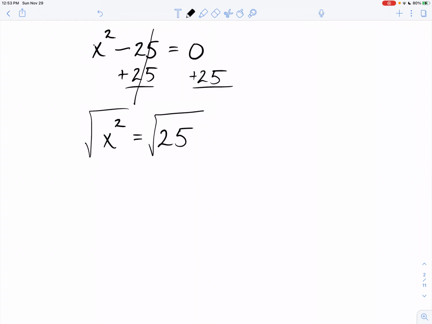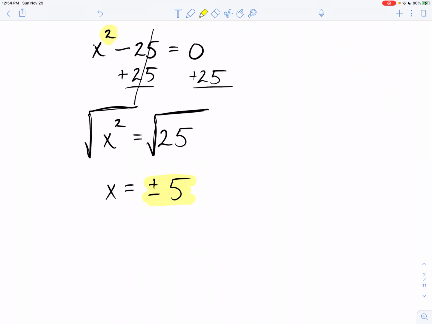Now, I refer to these as cheerleader equations. That's my shortcut name for them. Because what do cheerleaders do? They root. That's what they do. So we get x equals plus or minus 5 because both of those answers will be correct. Every quadratic equation has two solutions to it.